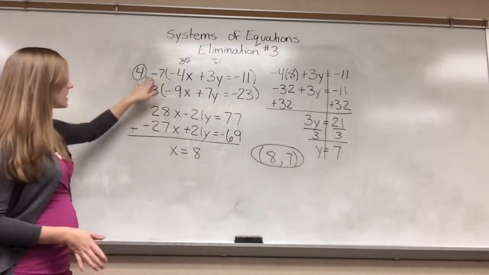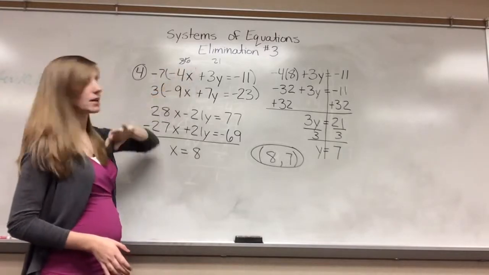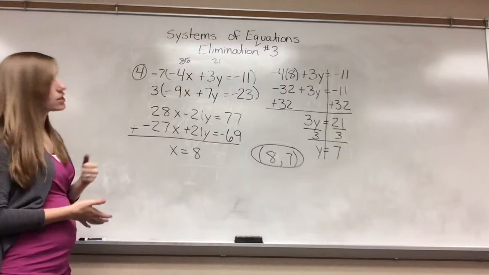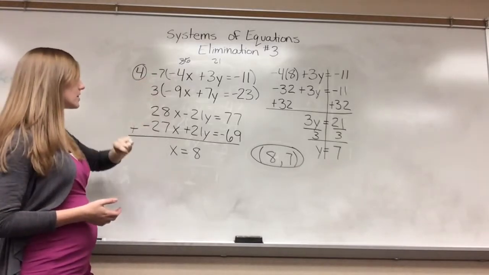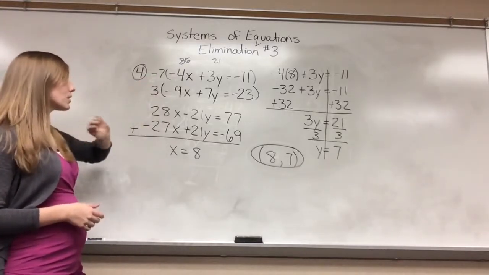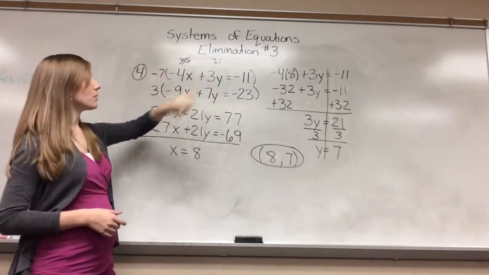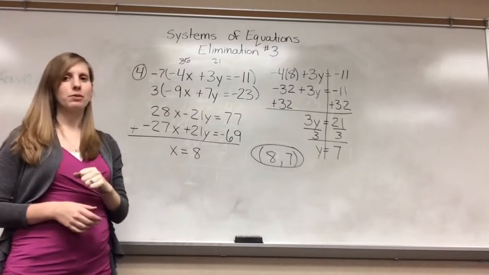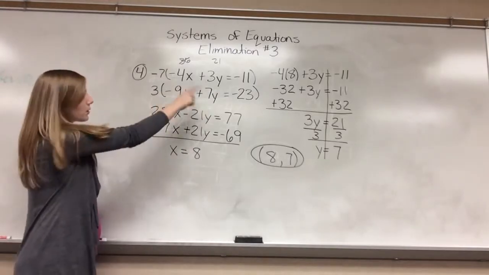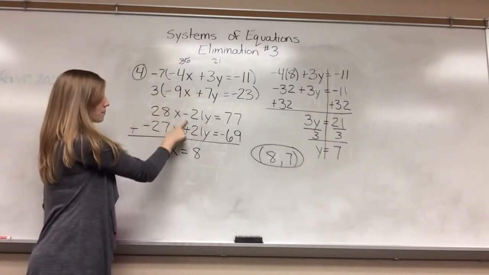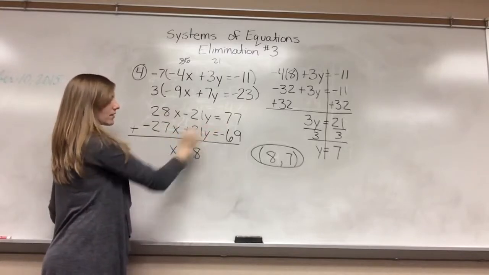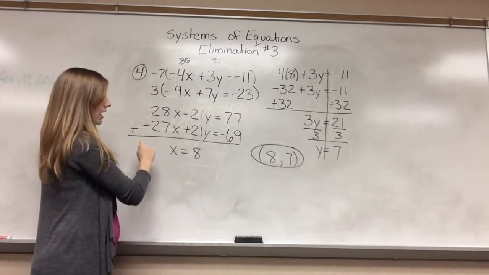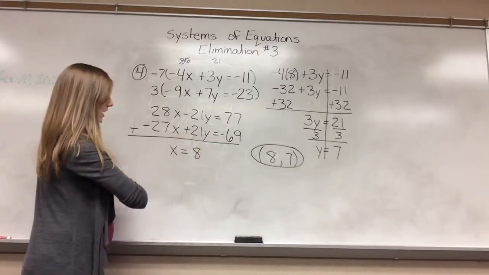Now I made the 7 negative because these had the same signs. I don't want the signs to be the same, I want the signs to be different. So to change one of the signs, I made the 7 negative. I kept the 3 positive, that way the first equation would have a negative 21y, the second equation would have a positive 21y. So I multiplied them both. I got 28x minus 21y equals 77, and negative 27x plus 21y equals negative 69.